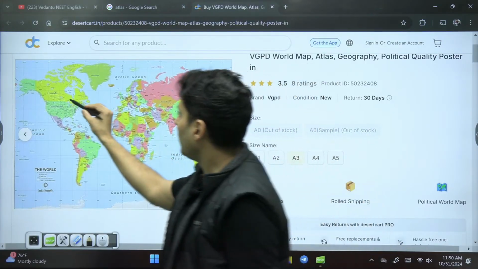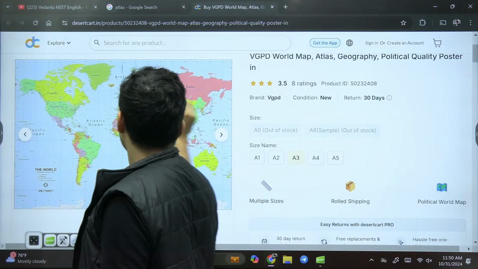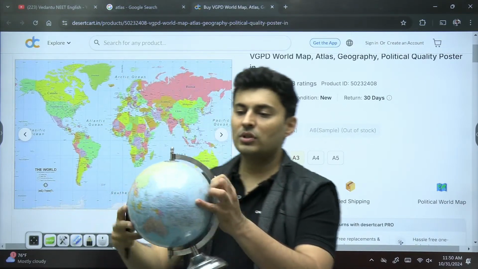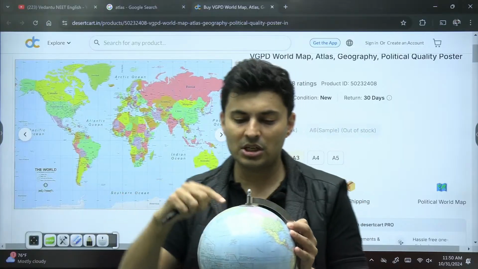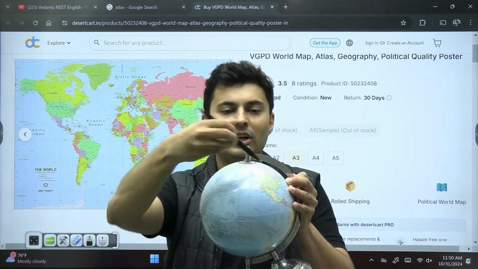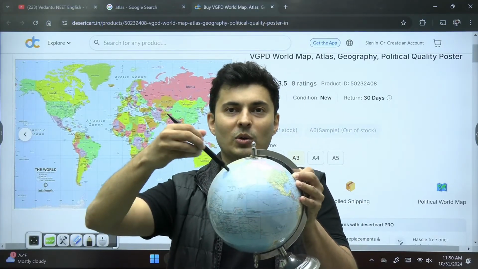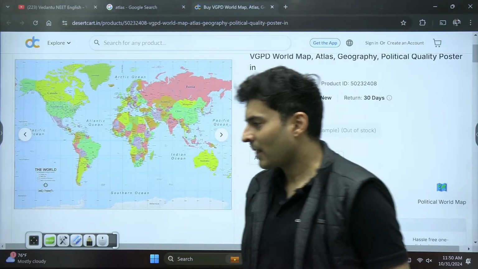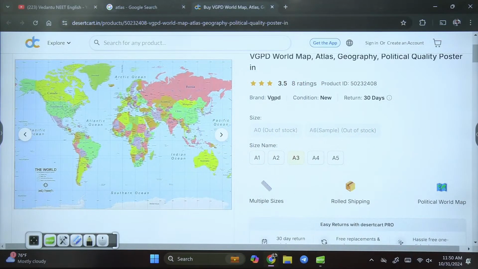Sir, can I go from Canada to Russia like this, in a straight line? No, actually, if you see over here, Canada to Russia is not a straight line. It is a curved line, an arc. You have to go in an arc. Making sense, everyone? So it is just a representation.